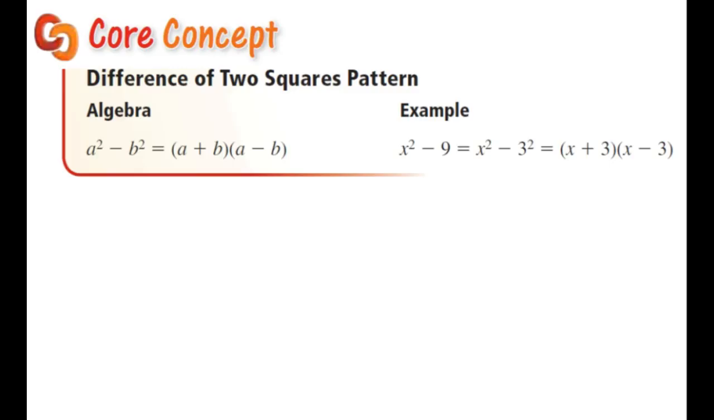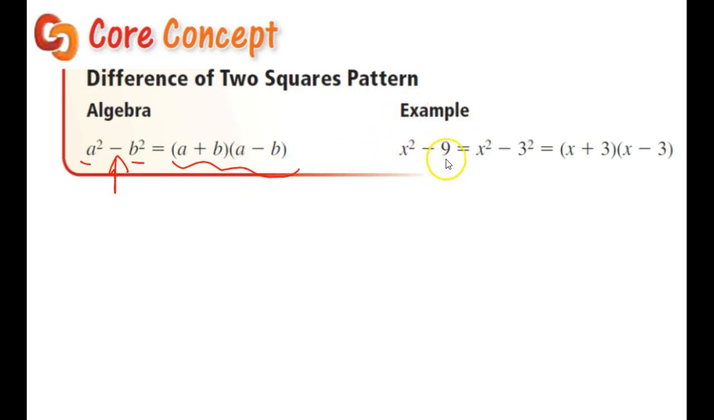So let's look at our first pattern we're going to be looking at. This is called the difference of two squares. When I see I have two things that are being subtracted, right, we're talking difference, and difference means subtraction. If I have two things that I know the square root of, this is the difference of two squares. So if I see I have a squared minus b squared, I can factor that into a plus b times a minus b.